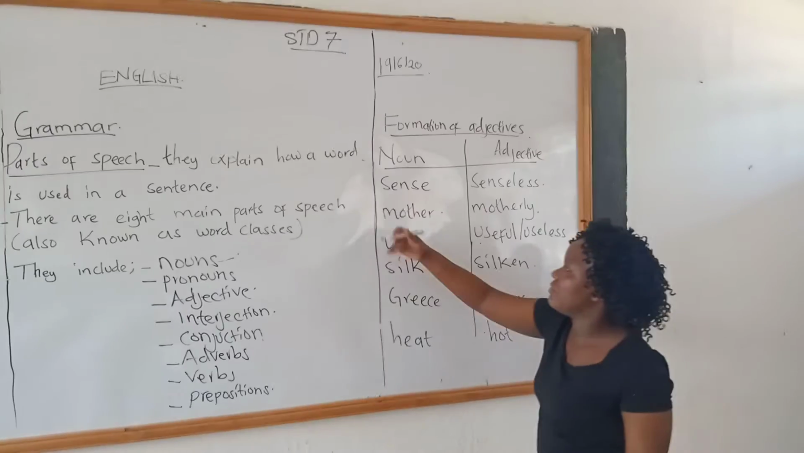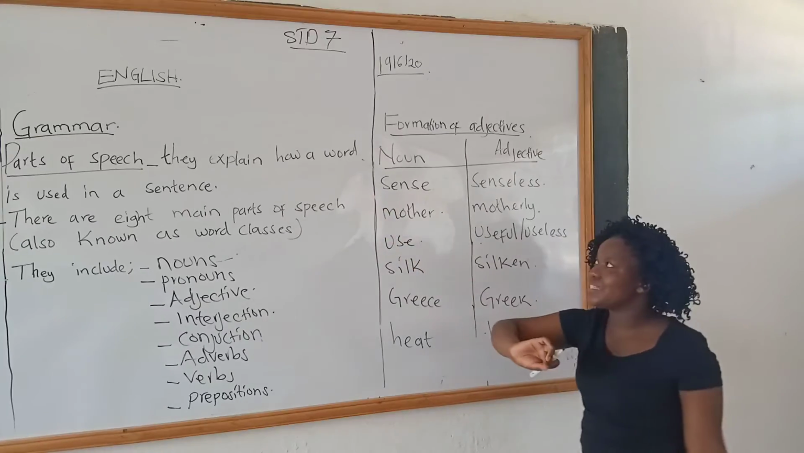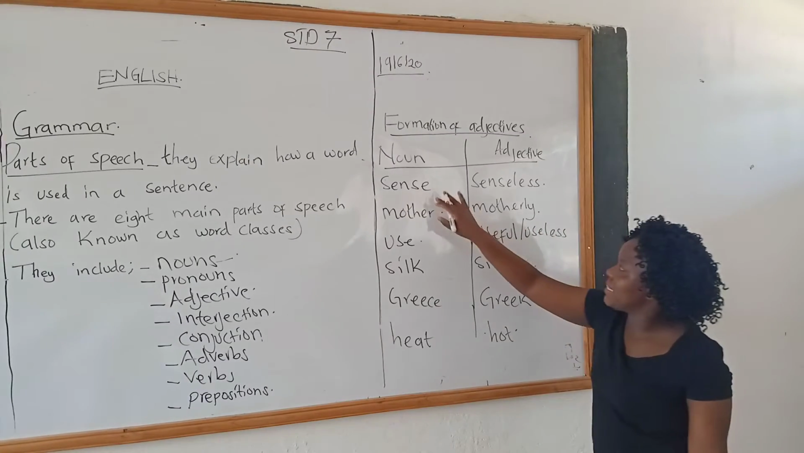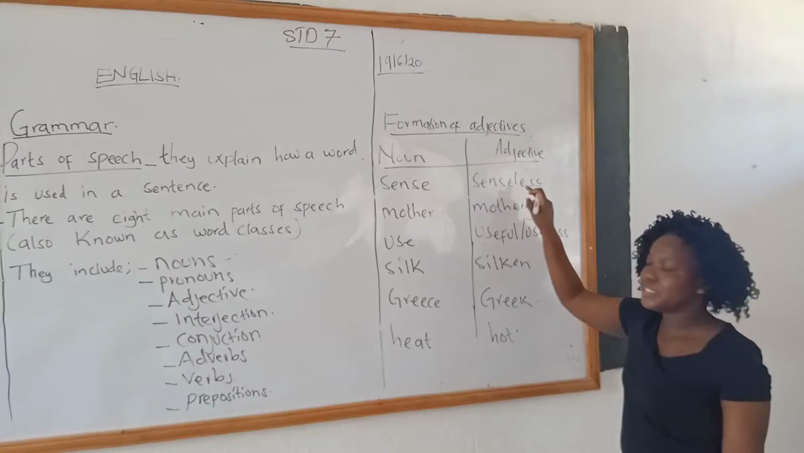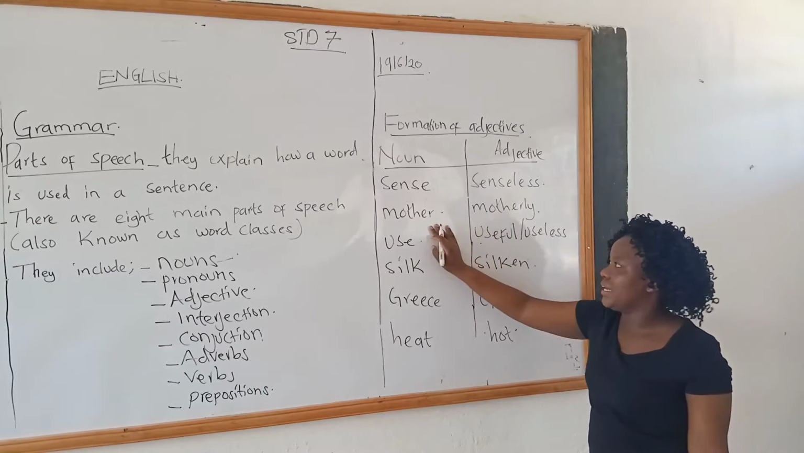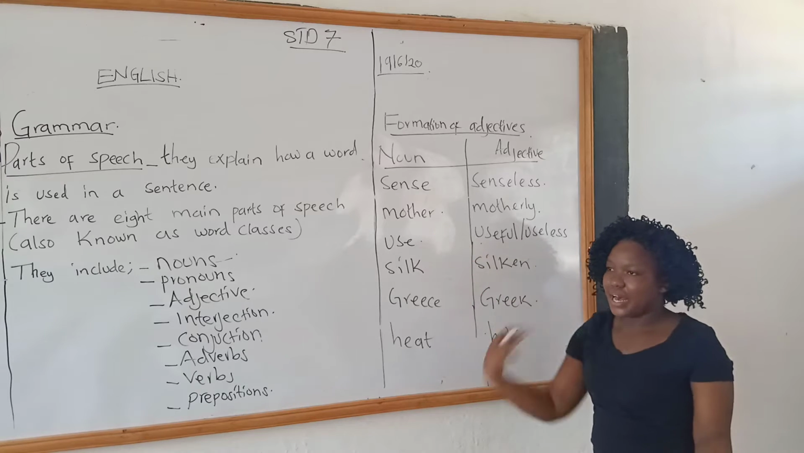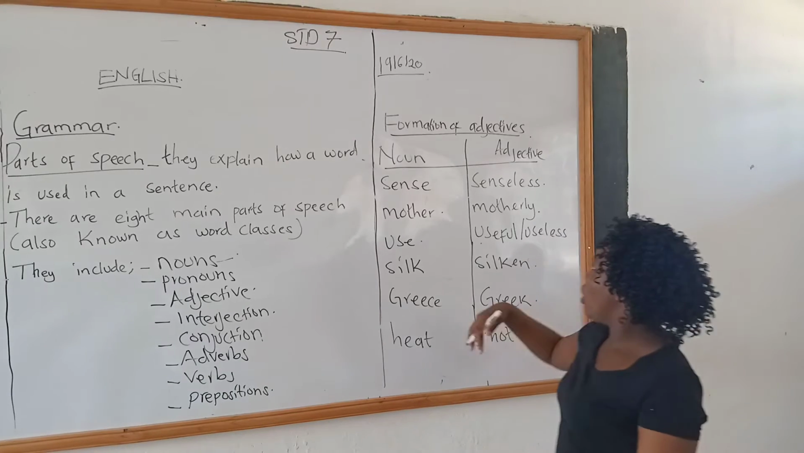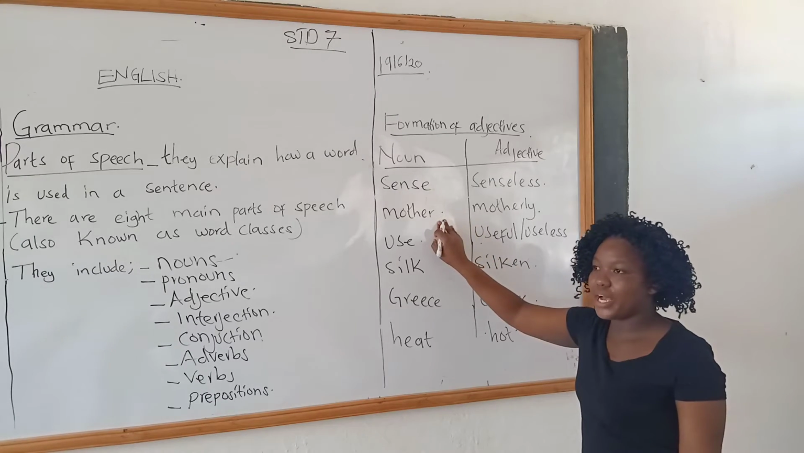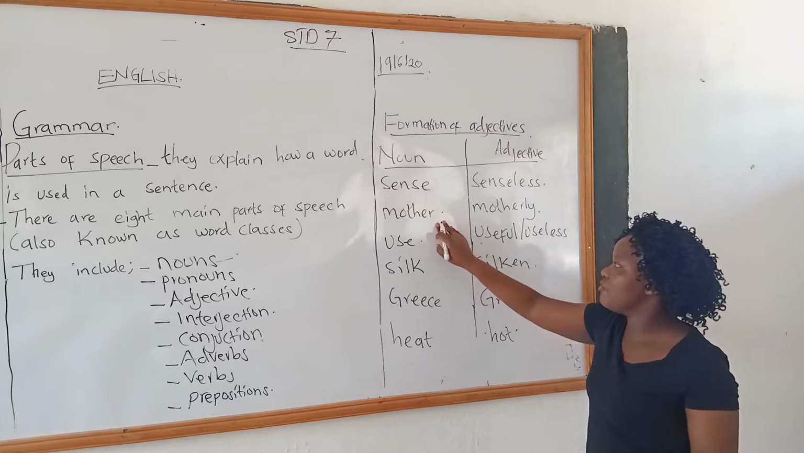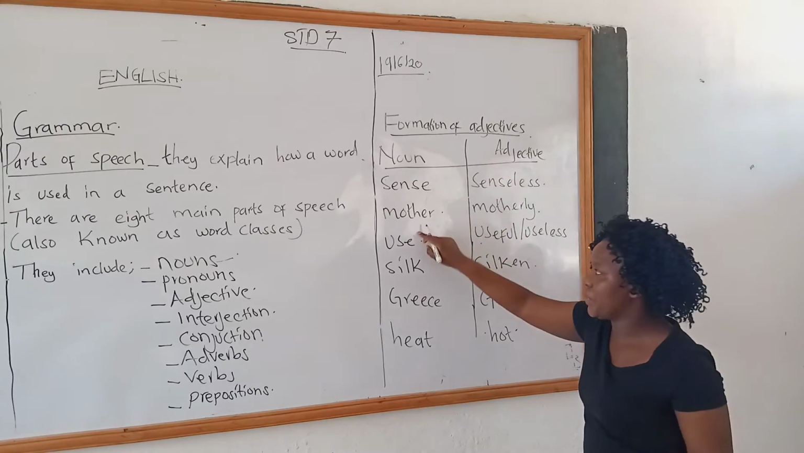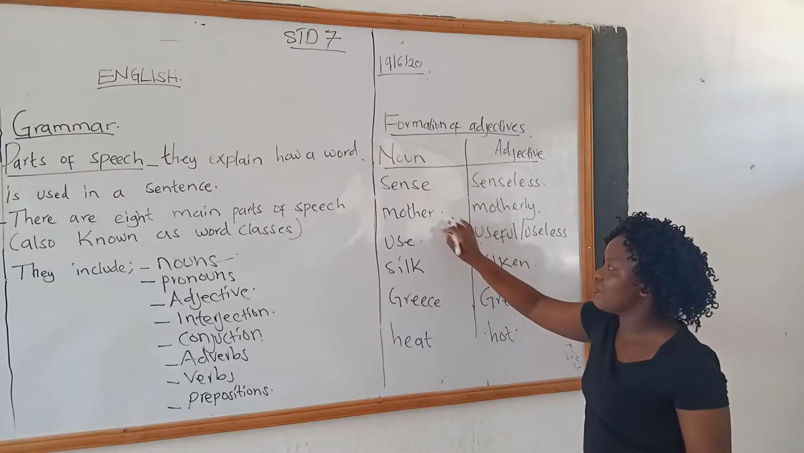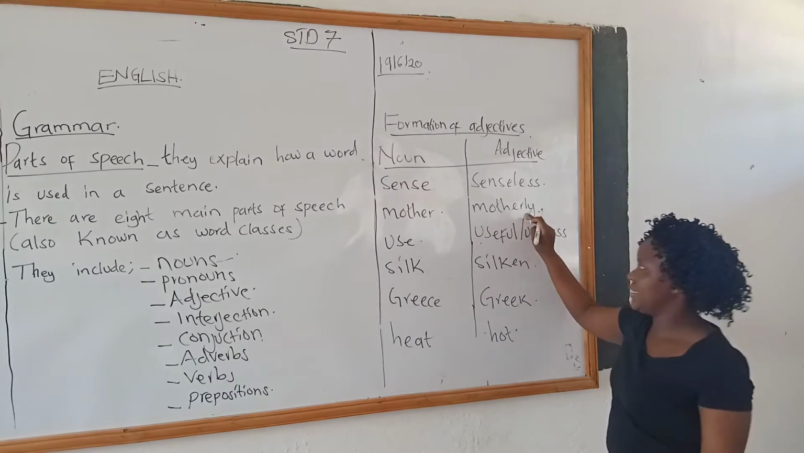For example, we have the word sense. Sense is a noun. So the correct form of the word sense in adjective becomes senseless. Mother is a noun. We all know what a mother is, a female parent. So from the word mother, we can form the adjective, and the correct adjective form is motherly.